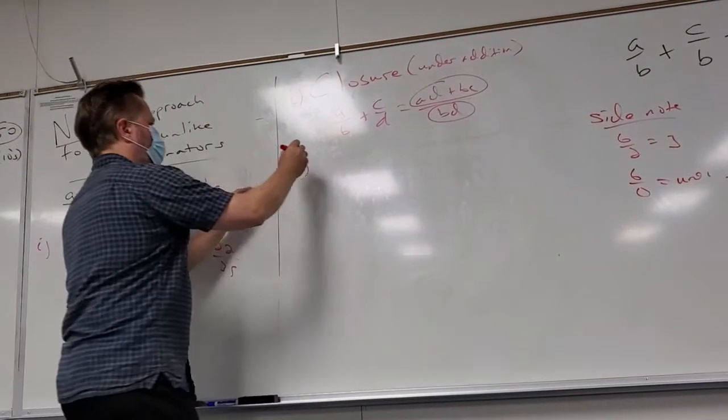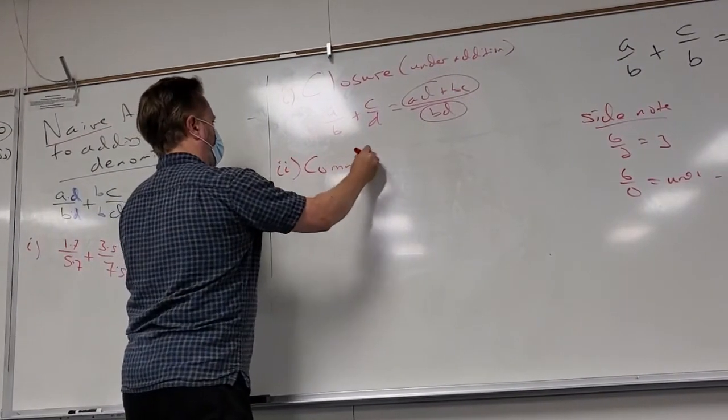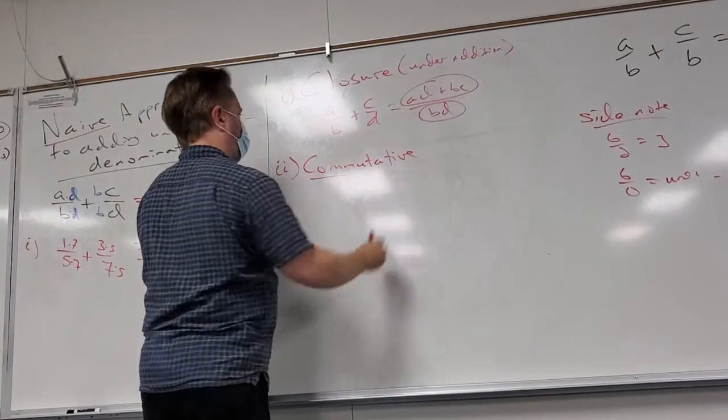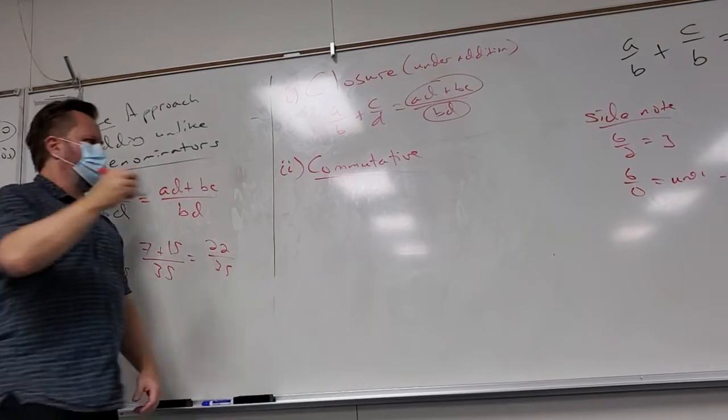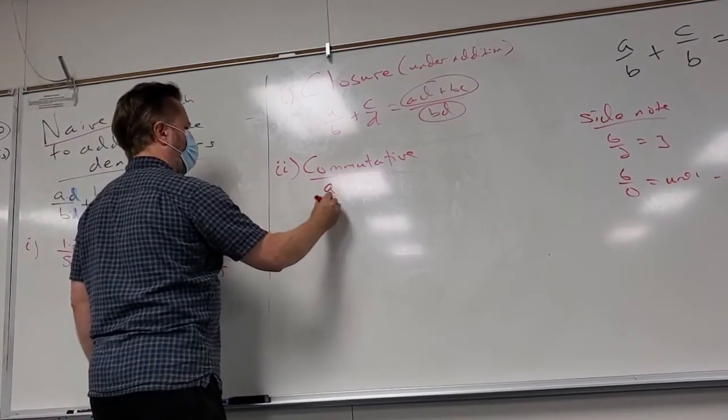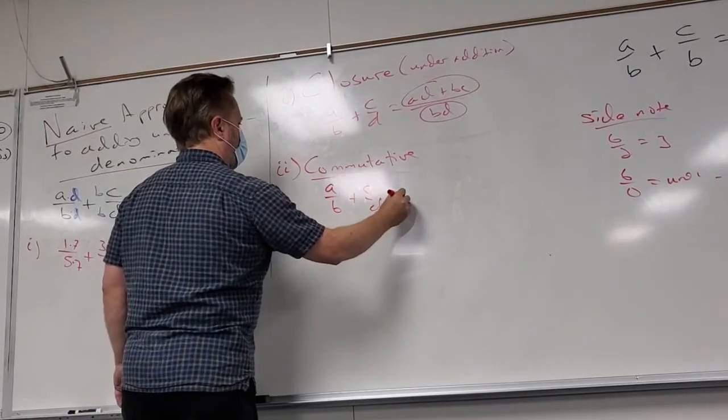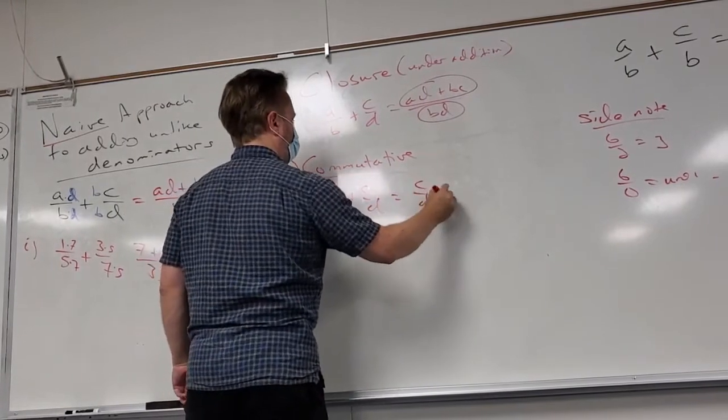What about commutativity? What do I have to show for it to be commutative? I have to show that A over B plus C over D equals C over D plus A over B, right?